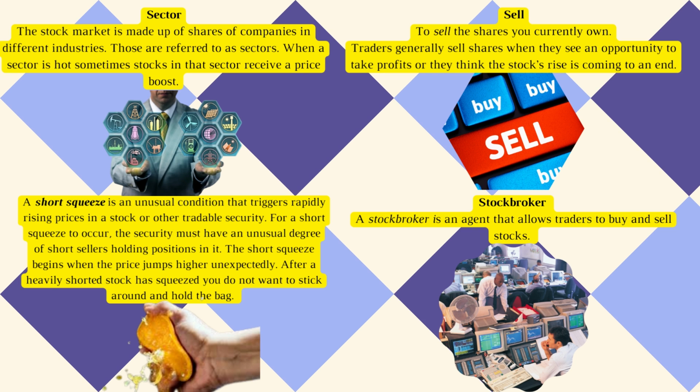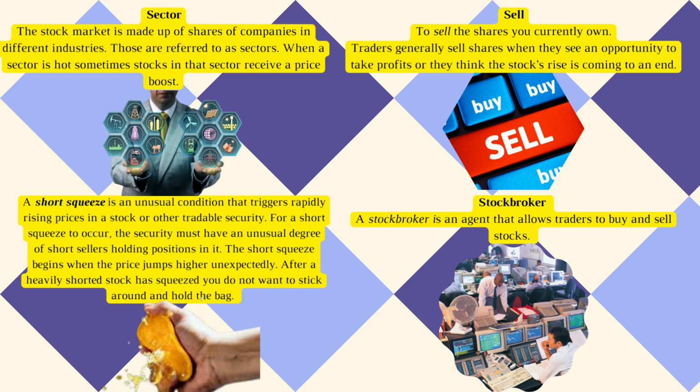Sector. The stock market is made up of shares of companies in different industries. Those are referred to as sectors. When a sector is hot, sometimes stocks in that sector receive a price boost. Sell: to sell the shares you currently own. Traders generally sell shares when they see an opportunity to take profits or they think the stock's rise is coming to an end.